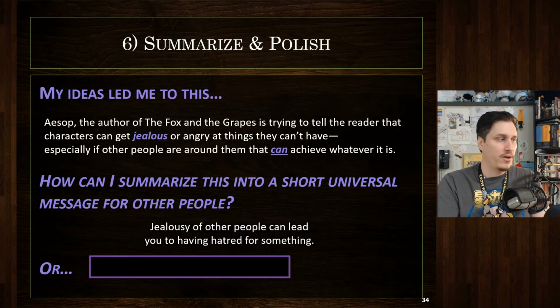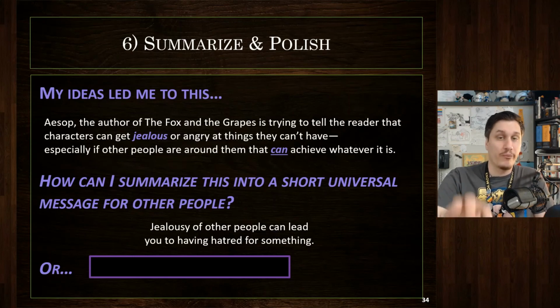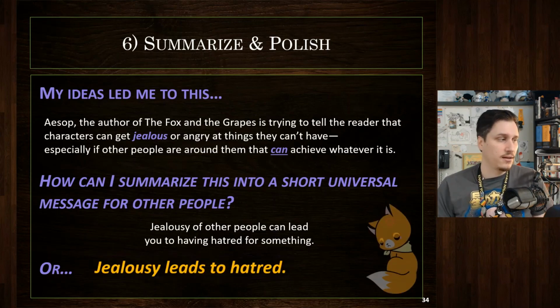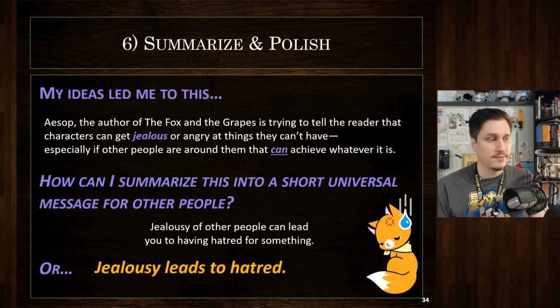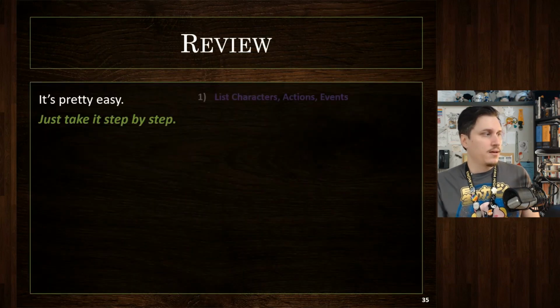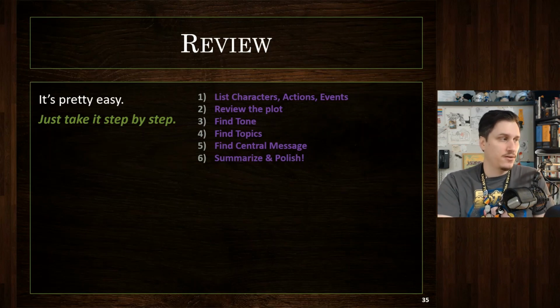Jealousy of other people can lead you to having hatred of something. Now, please remember, in my process of building a theme, this is you pulling back from the story to try and make it a message about life. Now, I can still cut that down even further if I really wanted to get all Star Wars-y on me. I can say jealousy leads to hatred. Oh, isn't that sad? So think about it like this. If you guys can take all of those steps and try to practice them as much as possible, you will become masters at building theme.